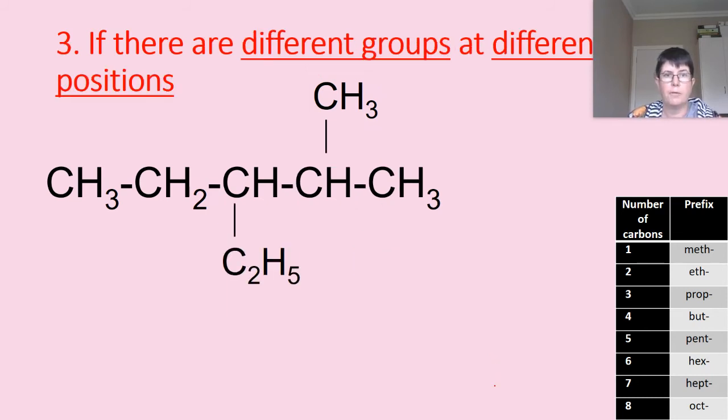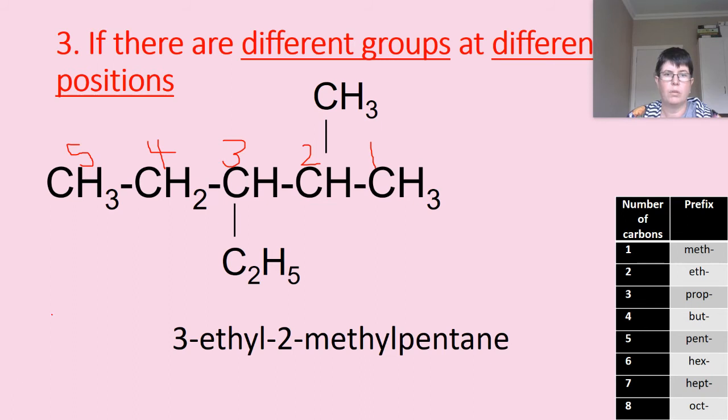If there are different groups at different positions, so this pentane, so we've still got pentane 1, 2, 3, 4, 5 is our longest carbon chain. We've got a methyl group attached to carbon 2 and an ethyl group attached to carbon 3. So this one here is 3 ethyl, there's our ethyl group, and there's our methyl group, 3 ethyl, 2-methylpentane.